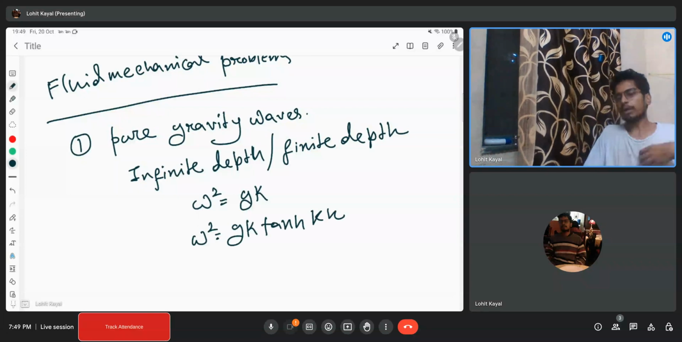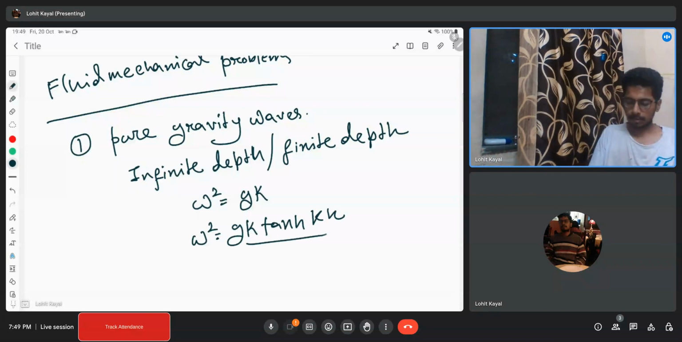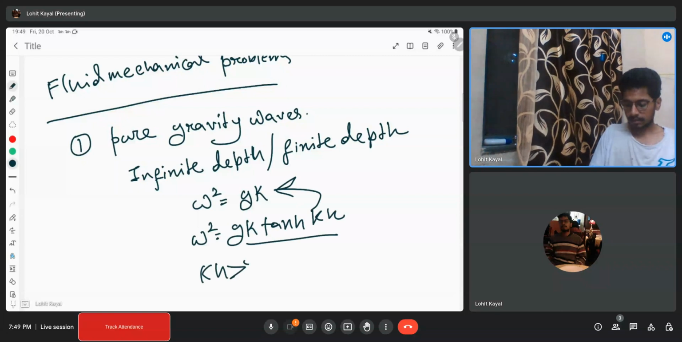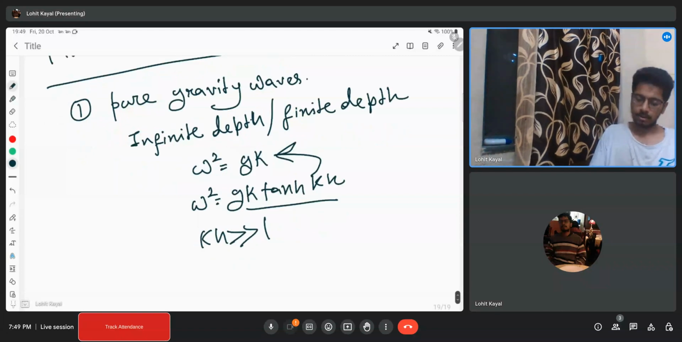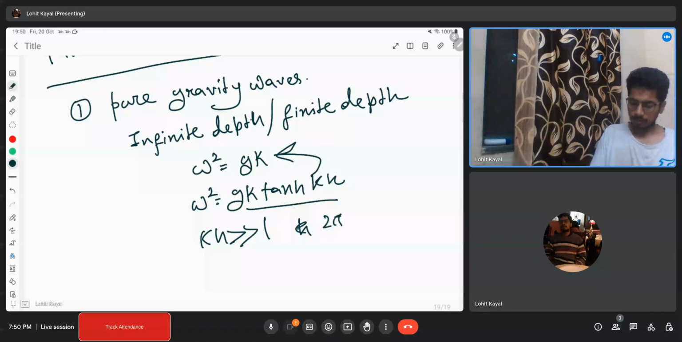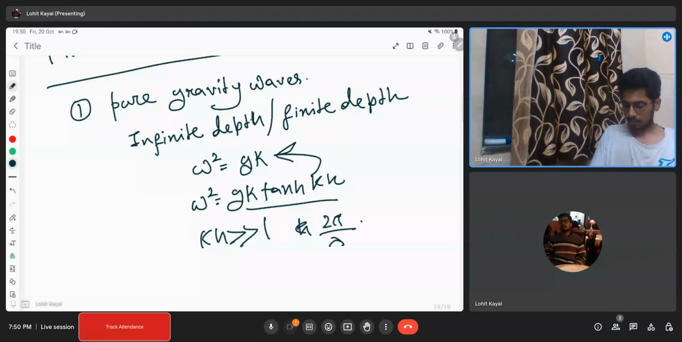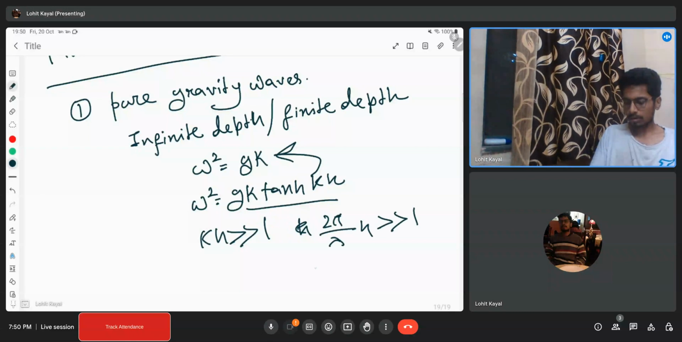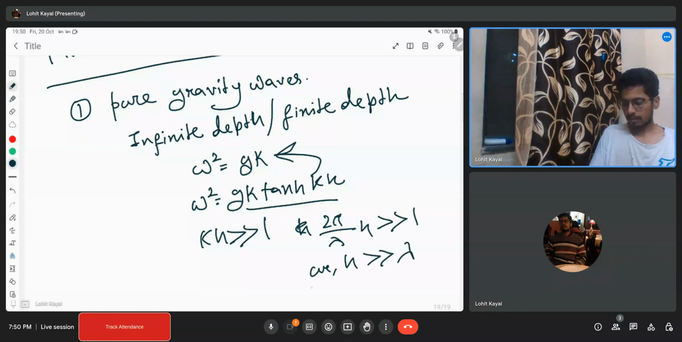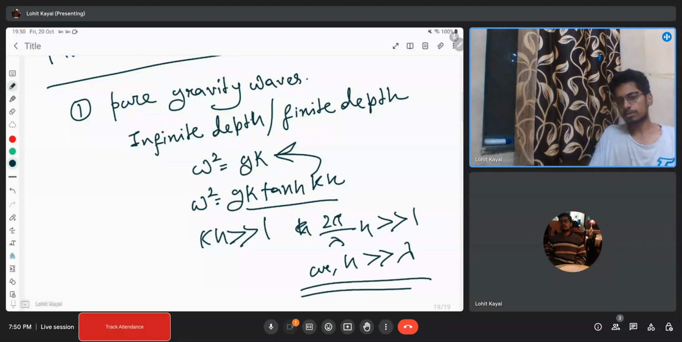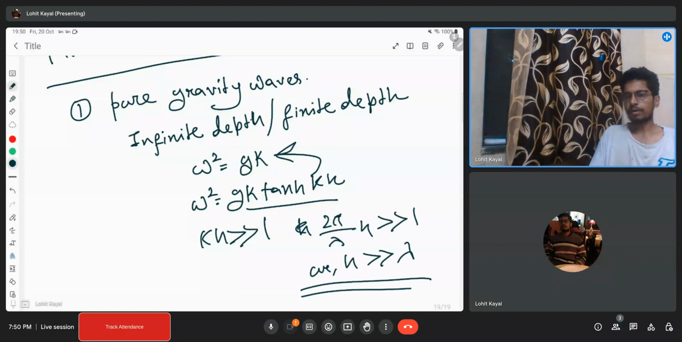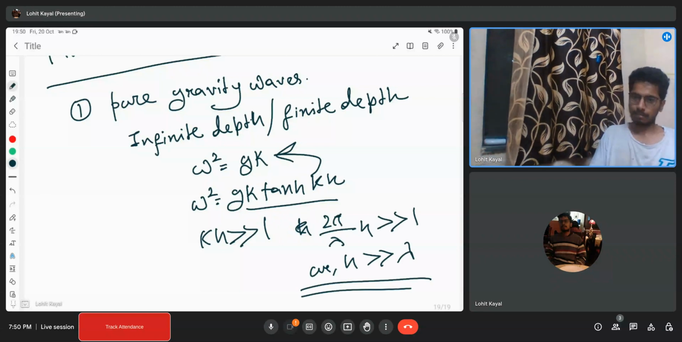Now, this problem can convert into the infinite depth problem when your kh is much greater than 1. That means 2 pi by lambda into h is much greater than 1, or h is much greater than lambda. For this case, we can solve the problem, when h is very much greater than lambda.